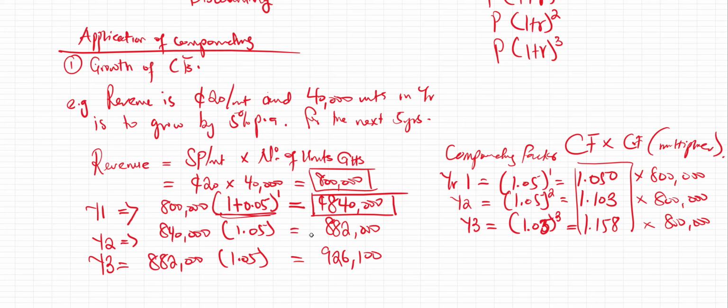If you try, do you get it? 1.103 by 800,000. You see, 882,400 is because of the rounding off, right? 1.158 by 800,000 gives 926,400. You can see it's almost the same. Did it make sense?